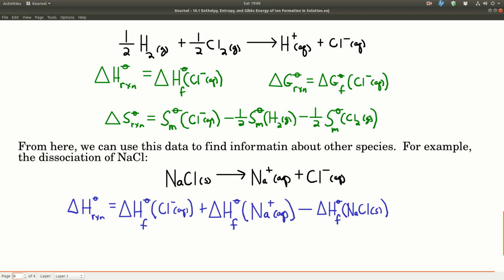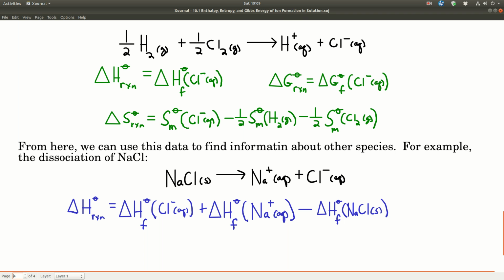But okay, so now that we have all these values for the chloride ion, we got from up here by defining the hydrogen ion as being 0 for delta G of formation, now we can bootstrap ourselves up and get these values for other species. Let's say we looked at the dissociation of solid sodium chloride in water to make the sodium ion and chloride ion. We can measure the heat of reaction quite easily, which will be the heat of formation of the chloride plus heat of formation of sodium minus the heat of formation of solid sodium chloride.